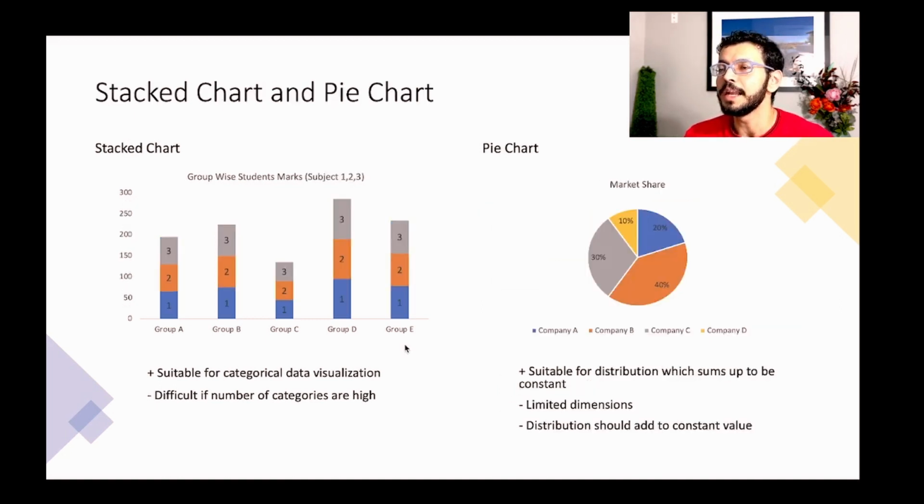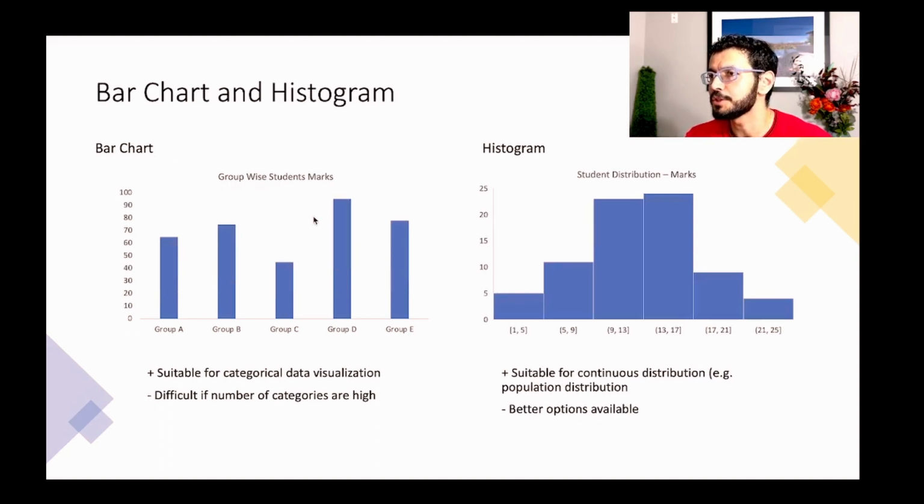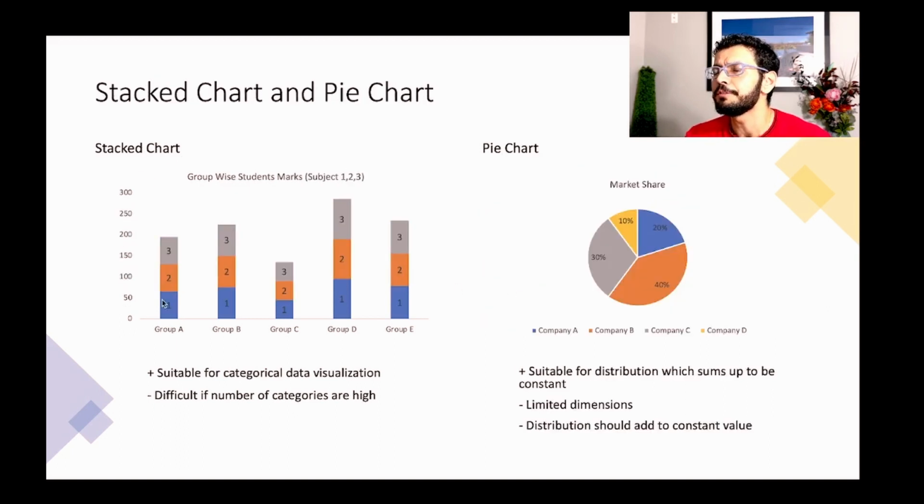The next one is a stack chart. The stack chart is very similar to the one that you just saw, which is your bar chart. But the difference is that you have one more dimension. So you have first dimension, which is your different groups. You have another one, which is what is the overall average marks. But you have a third dimension added here, which is you have average marks for three different subjects. So you have subject 1, subject 2, and subject 3, which is denoted by 3 different colors.